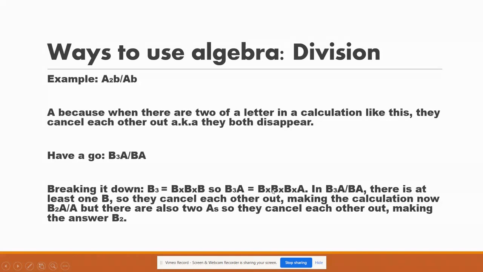Sorry, I don't know what I'm saying, but two b's will cancel each other out. So that'll turn into b squared and cancel out that b. So that'll be b squared a divided by a. Then both the a's will disappear because they are both a, which will just leave you with b squared.